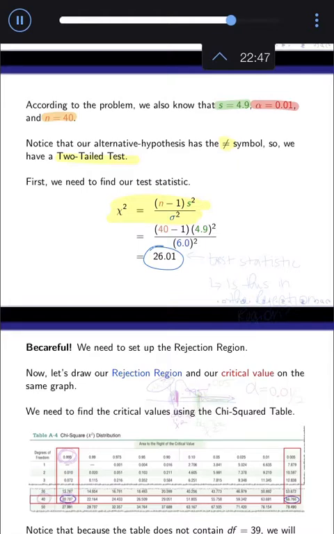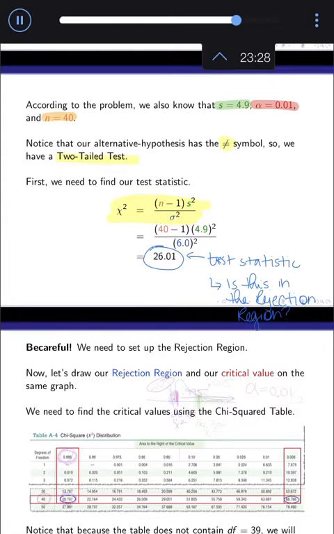The difference is we would not use the 26.01 to find a p-value. We'd use this test statistic and we'd determine whether or not this test statistic is in the rejection region. So our question is, is this in the rejection region? Well, we have to come up with the rejection region. Just like before, how do you come up with rejection regions? You have to use your alpha to build it.